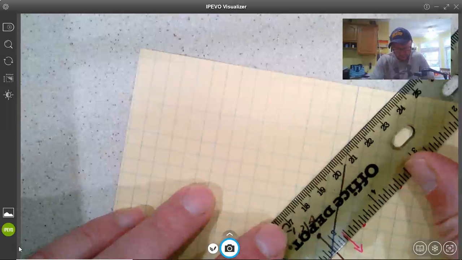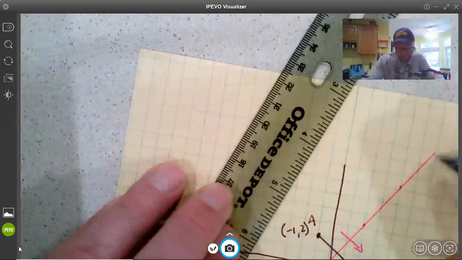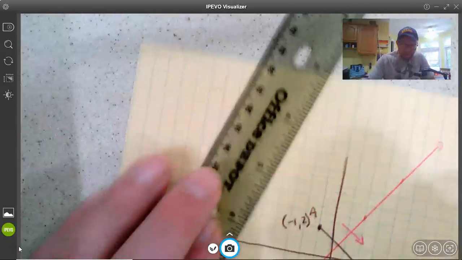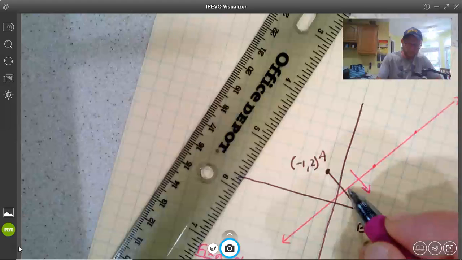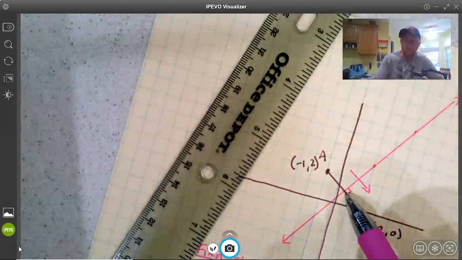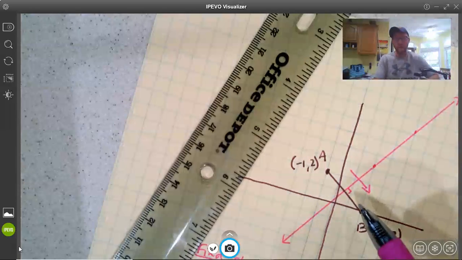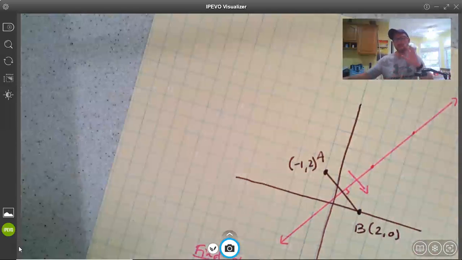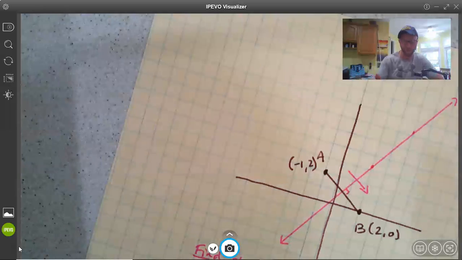And this is not a perfect operation here, but just eyeballing it, I do believe it does look like that cuts through the midpoint. Looks pretty good there, and it does also appear to be perpendicular. So I think those are good signs that we've done this correctly.